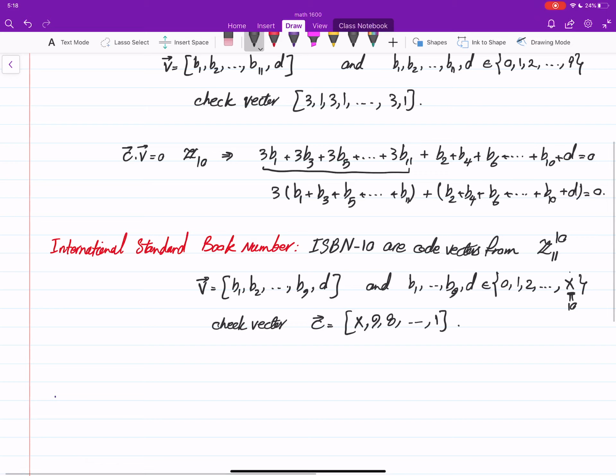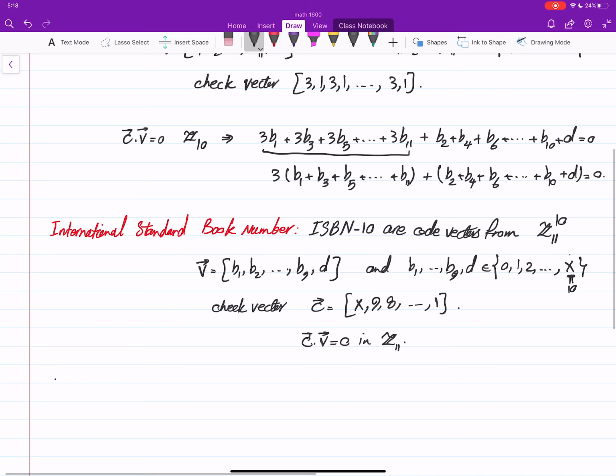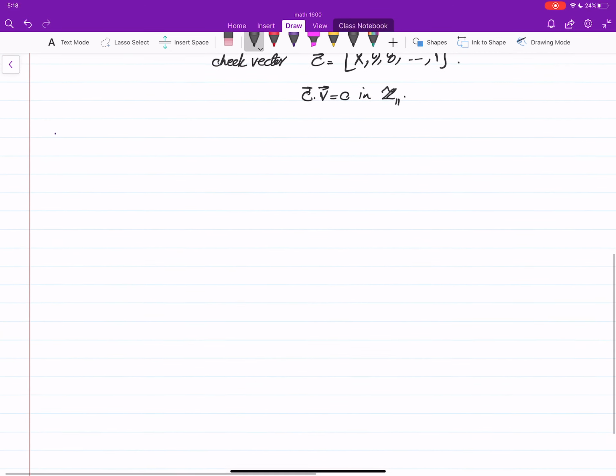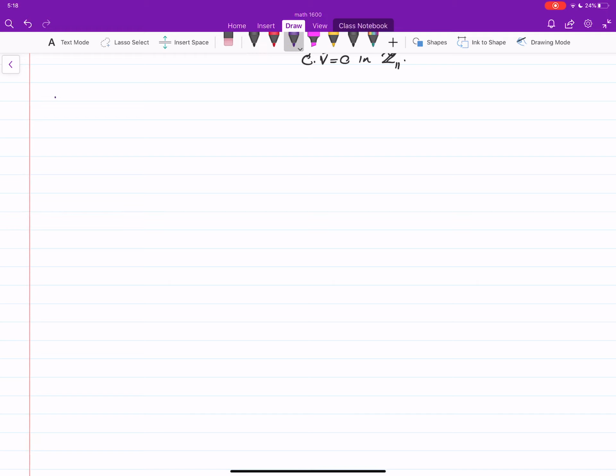And what is the condition that must be satisfied? C dot V must be 0 in Z11. Okay, so let's do some examples.